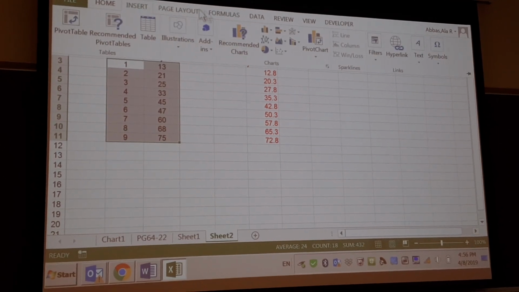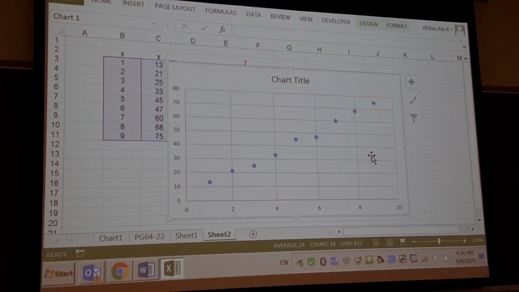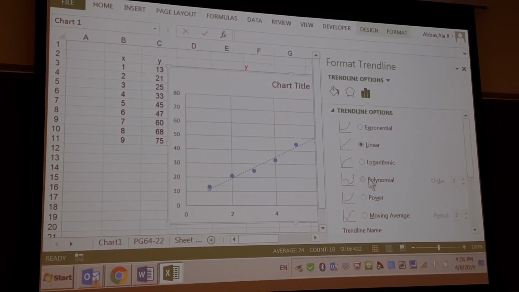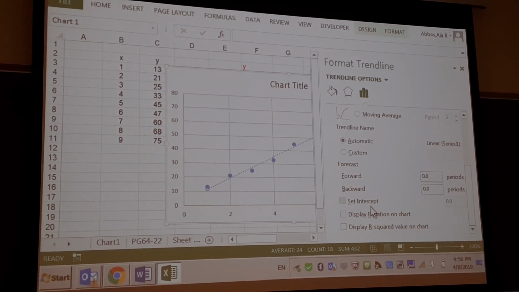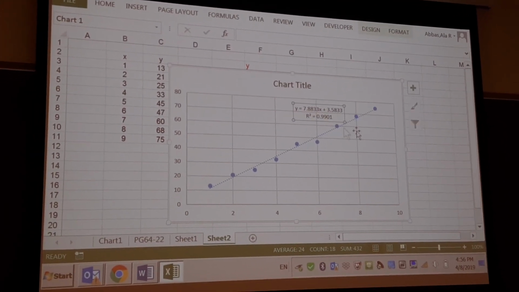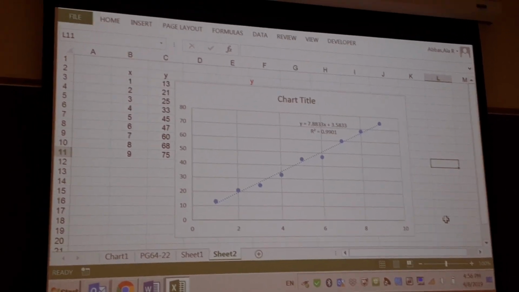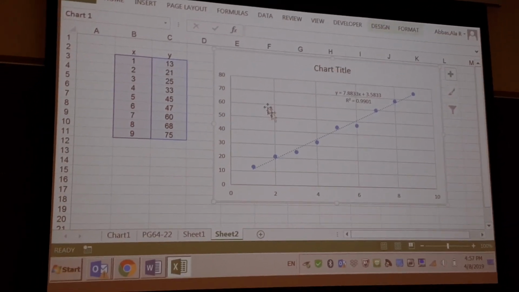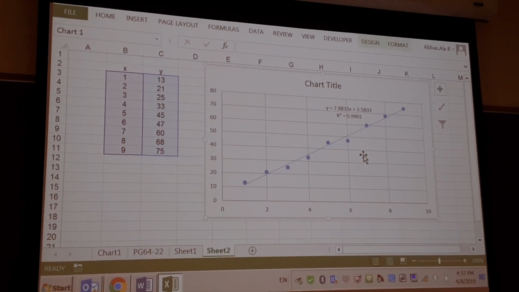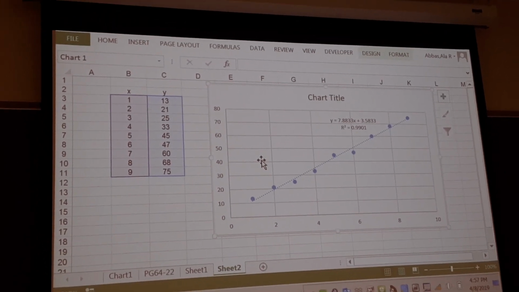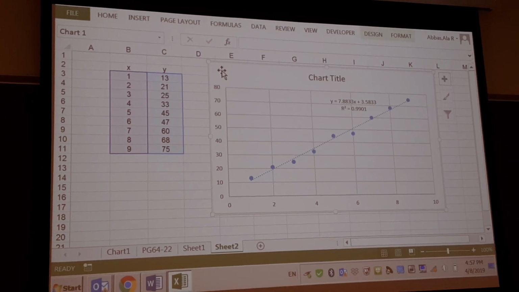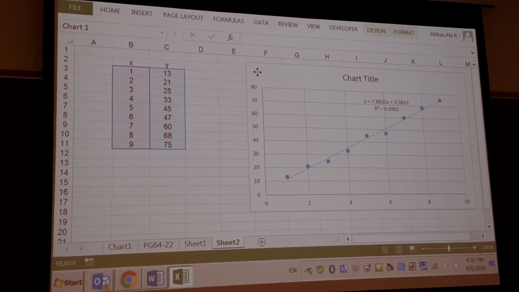You go to Insert, Data, and then right-click, Add Trend Line, Linear, and you select basically the equation and the R-square, yes? So now how is this process done? What is this process based on? This process is based on minimizing the square of error. What does that mean? What is the square of error equal to?